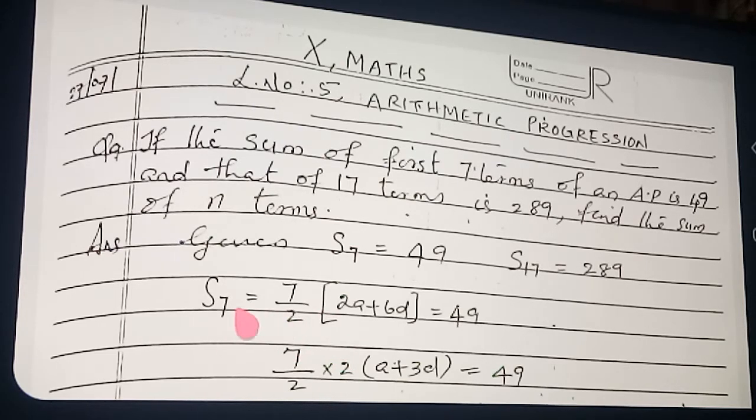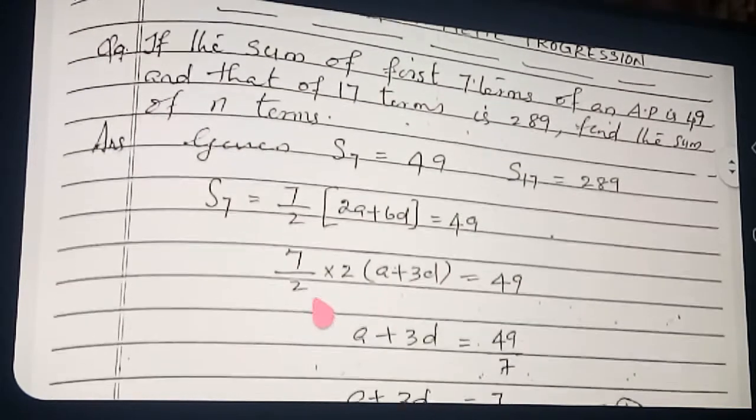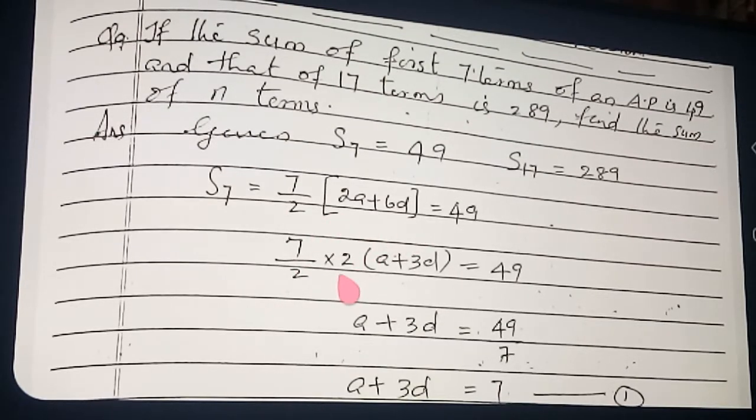Okay, Sn is equal to... S7 means n is 7. So in the place of n, what did I give? 7 by 2 into 2a plus n minus 1, also written directly here, 7 minus 1, 6d is equal to 49. Okay, so here take 2 common outside. Why? We can cancel this with this 2. So I took 2 common outside. 2 into what is remaining? a plus 3d.